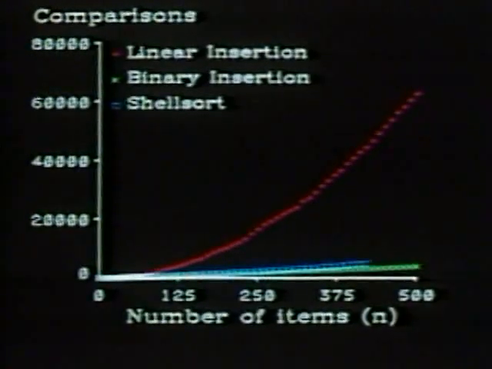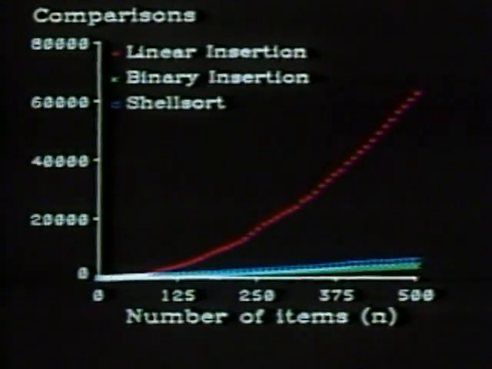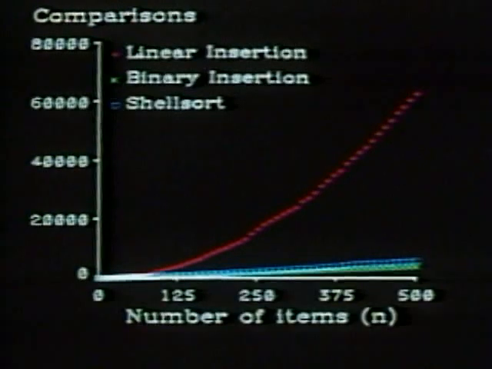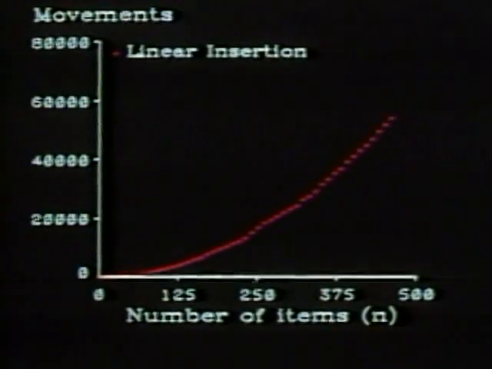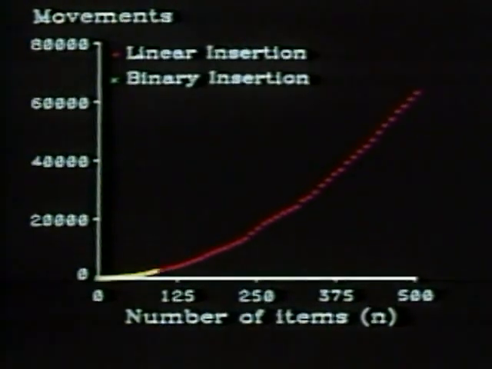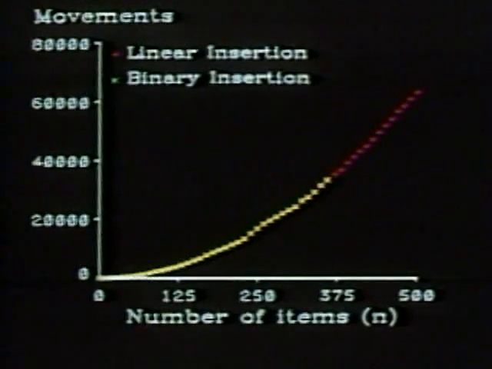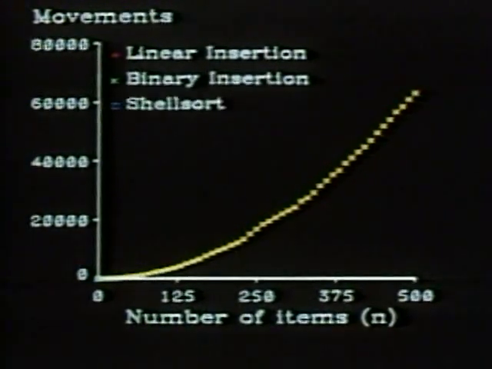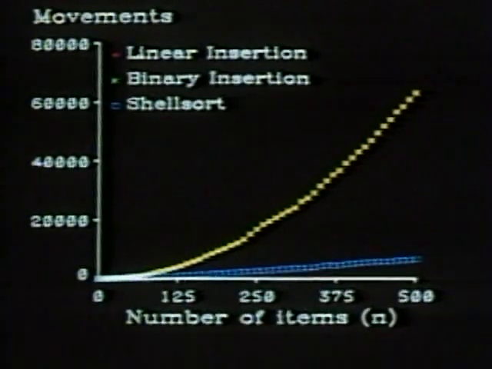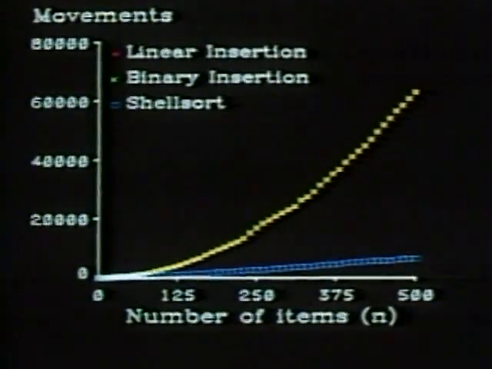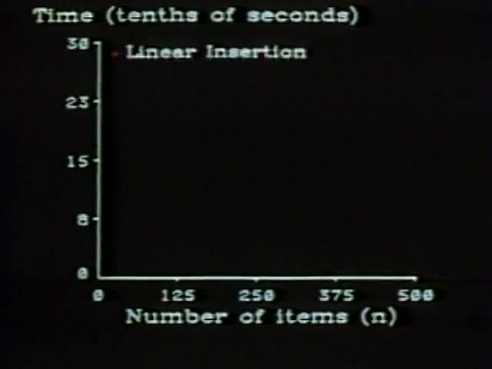How about the number of times items are moved to get them into their correct positions? In linear insertion, the number of movements grows as n squared. Binary insertion makes the identical movements. The shell sort, however, yields a significant improvement. Total computation time is a function of both comparisons and movements. We have coded the algorithms as similarly as possible in the C language on a PDP 1145 computer.